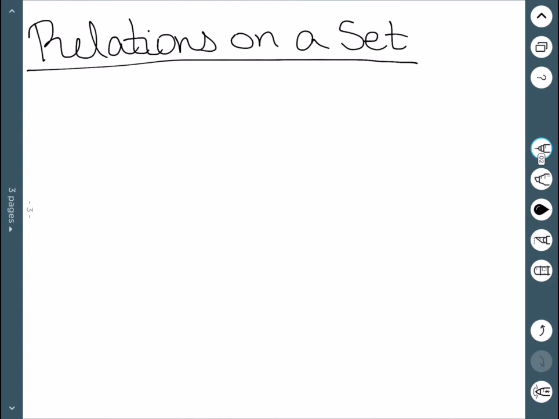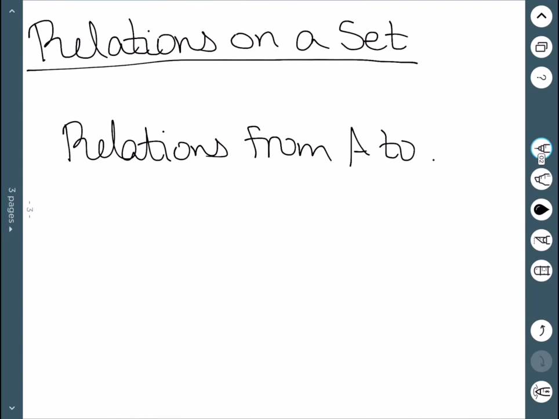We will be most interested in what are called relations on a set. And these are relations from a set A to that same set. So it's a relation from one set to itself. Therefore, all of the points in the first coordinate can be the same as the points in the second coordinate. And these are the ones that we'll be looking at from now on.